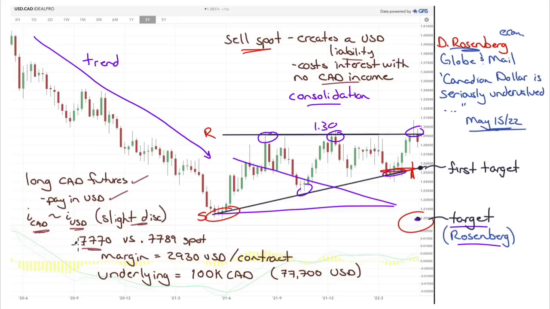It is a slight discount, 12 pips, not much. So the July futures is 77.70 versus 77.89, and the target from Rosenberg is 83, which corresponds to $1.20 using 1 US dollar equaling 1 Canadian dollar. This is 1 Canadian dollar equaling 83 cents US. This is going to require margin, 29.30 US per contract. The underlying is for 100,000 Canadian, which at this rate is 77,700 US dollars.